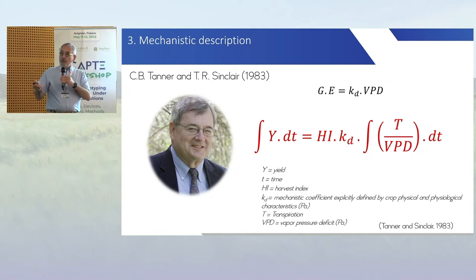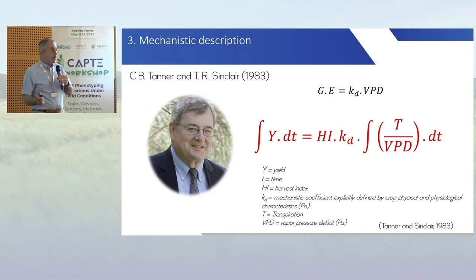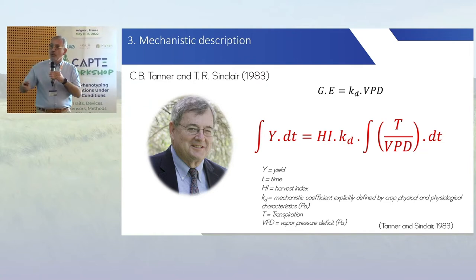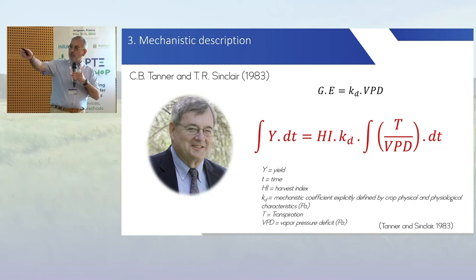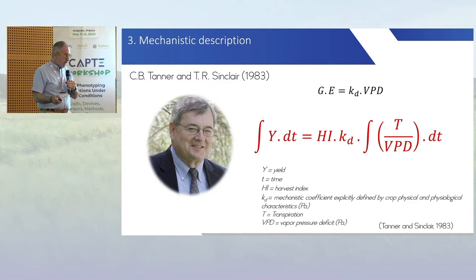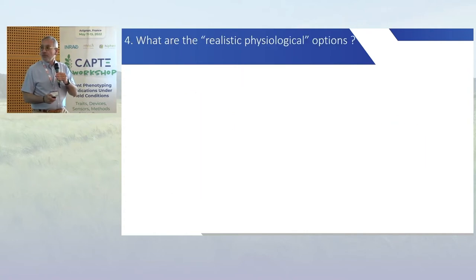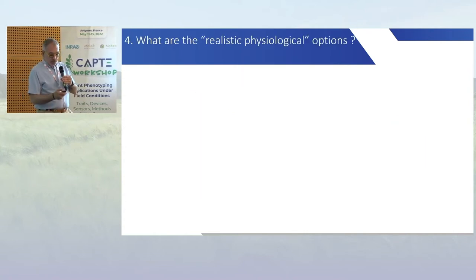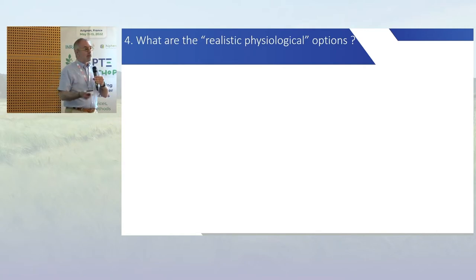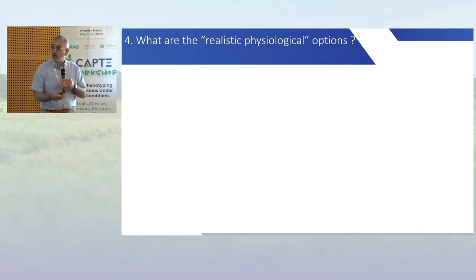So this is a very seminal and important work that you may want to examine, and we will be basing our talk basically on this equation, because it offers some insights, and it takes into account, as I earlier said, the vapor pressure deficit. Okay, so based on this equation, what are the realistic options from a physiological point of view if we take back the Tanner and Sinclair derivation of drought?